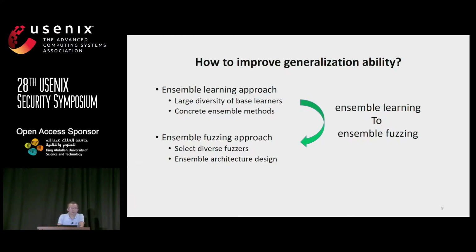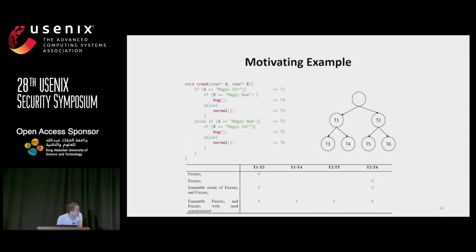So how do we improve the generalization ability? In the machine learning domain, ensemble learning is a good solution to this issue. What if we develop an ensemble fuzzing approach? Let's see a motivating example.